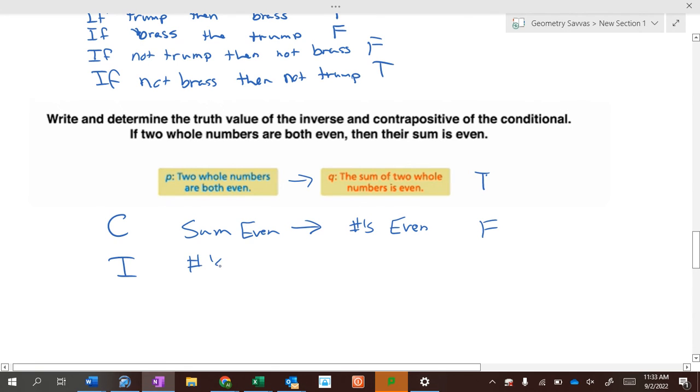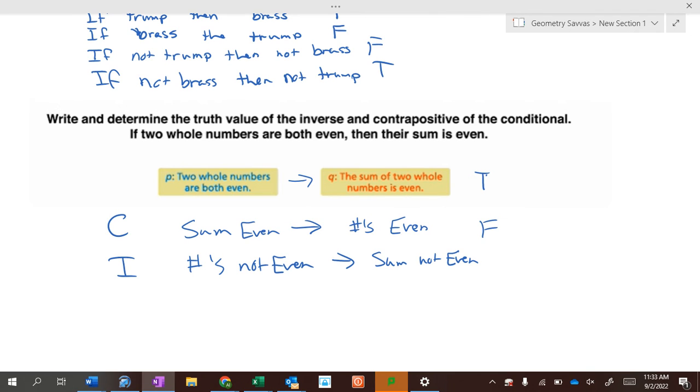The inverse. Two numbers not even, then the sum is not even. If two numbers are not even, then their sum is not even. True or false? False. Just like 1 and 3 again. 1 and 3 are not even, but their sum is even. So that's a false statement.